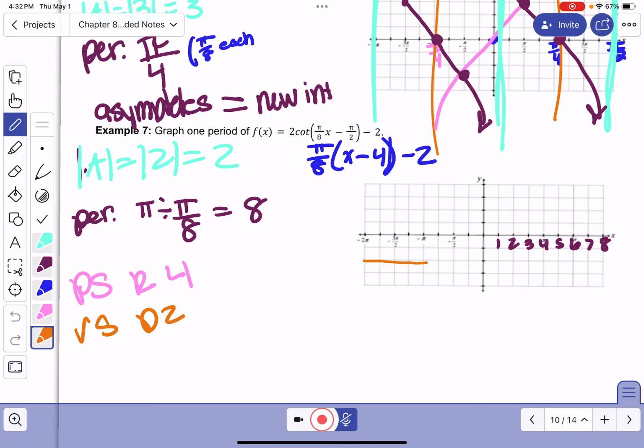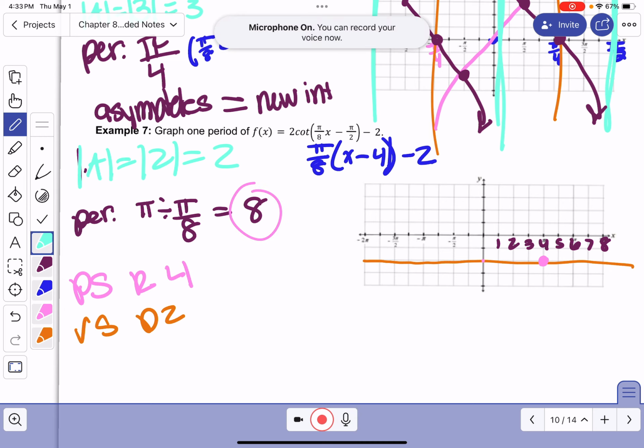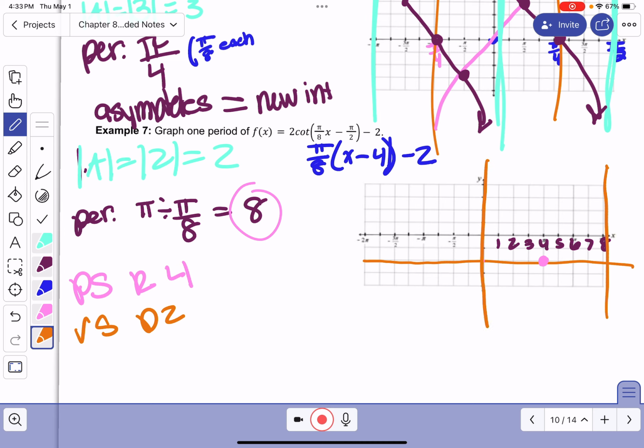So our midline's here. And then instead of starting at 0, we're going to go right 4. That 8 tells us we have 4 on each side. 8 divided by 4 is 2. So from that point, we're going to go up 2 over 2, down 2 over 2. So there's our tangent graph.